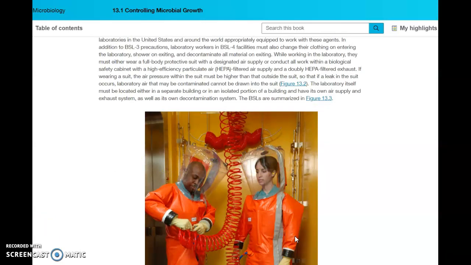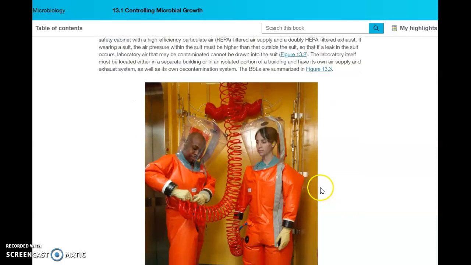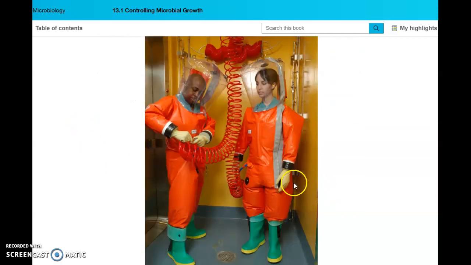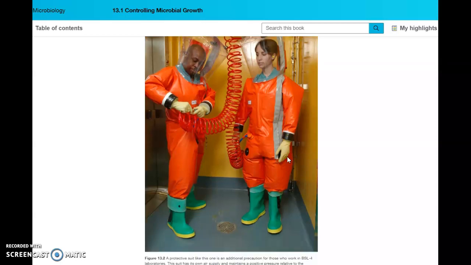They have HEPA filters, HEPA exhausts, and the facility is going to be on its own air system, its own air supply and exhaust system. Someone working in a BSL-4 is going to have a pressurized suit with its own air supply. They're hooked up to hoses as they walk around the lab so that they have their own air supply. They're not actually breathing in the room air. And they would shower upon exiting just to make sure they wash all of those microbes off of them.